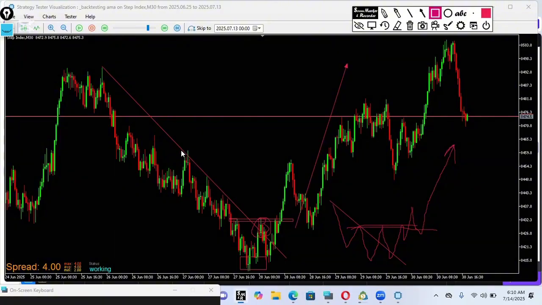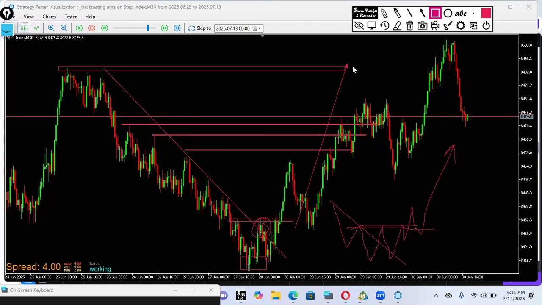These were our first targets. These are second targets. This one here was our third target, and then this was our last target. You can see all TP cleared with ease. This is how we trade the trend line and support and resistance strategy.